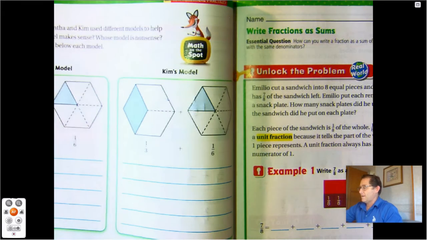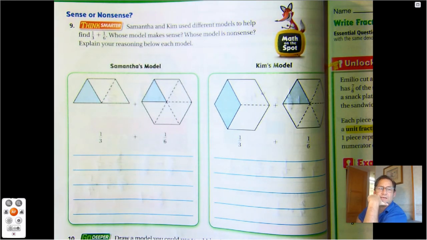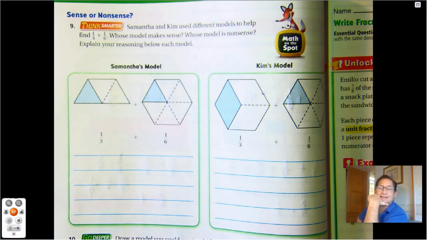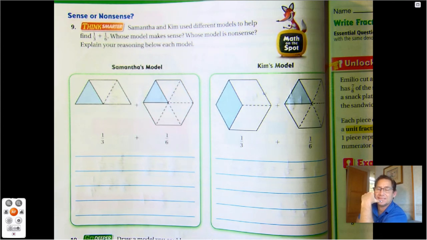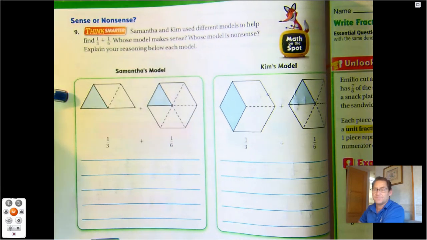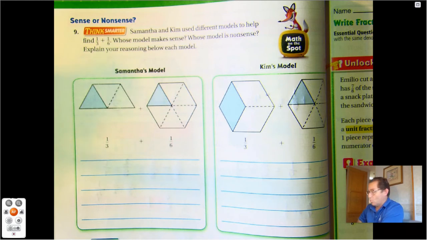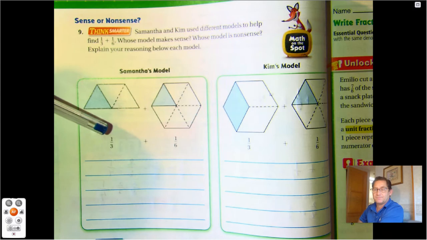All right, sense and nonsense. Samantha and Kim used different models to help find 1/3 plus 1/6. Whose model makes sense? Okay, well, it should be apparent which one doesn't make sense. There's no way I can add these two shapes. They're not the same. So 1/3 of this does not represent 1/3 of this shape. So I can't combine them.